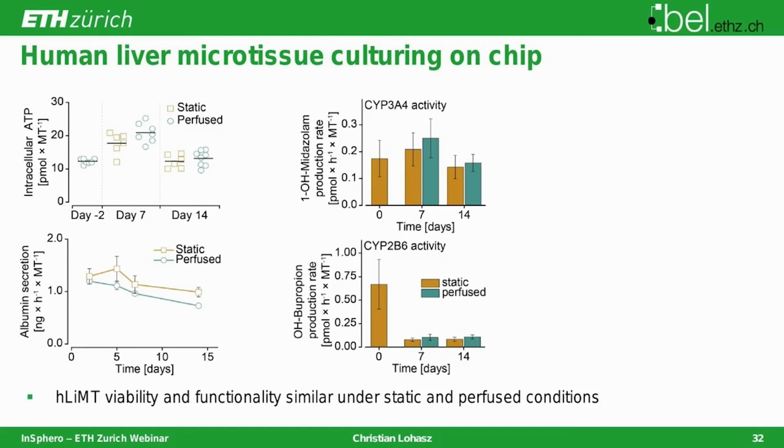On the top left, you see the viability dependent on intracellular ATP concentration over the 14-day period. Below that, you see the albumin secretion, which is a general marker for liver functionality. On the right side, you see the CYP activity of the CYP isoforms 3A4 and 2B6. And as you can see from all of these graphs, our liver microtissues cultured under perfused conditions behave very similar to the ones cultured under standard static culturing conditions.